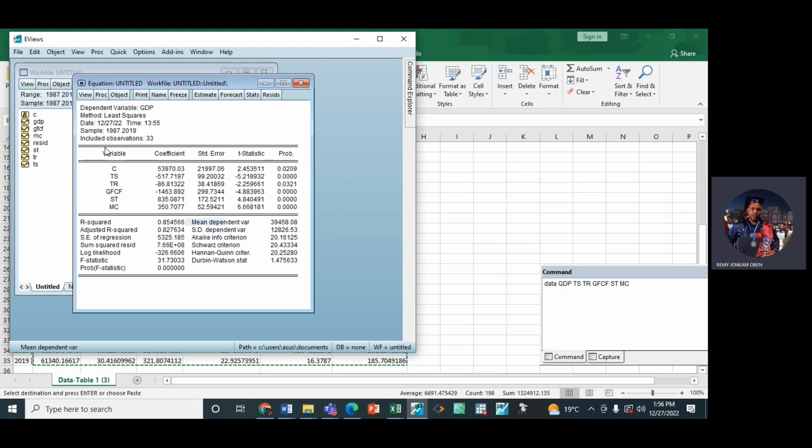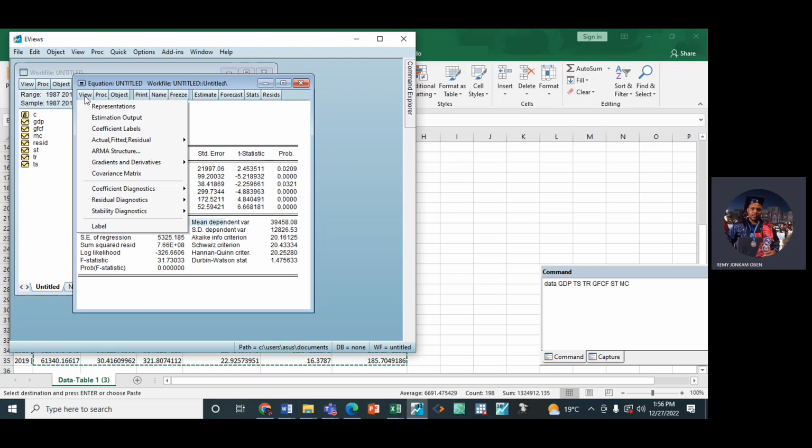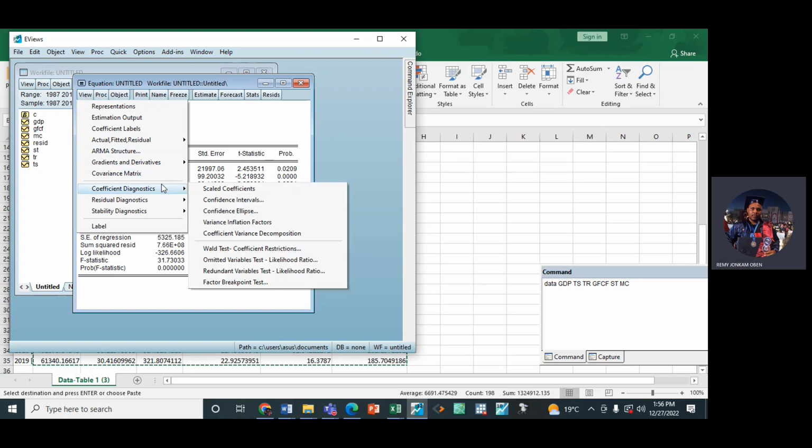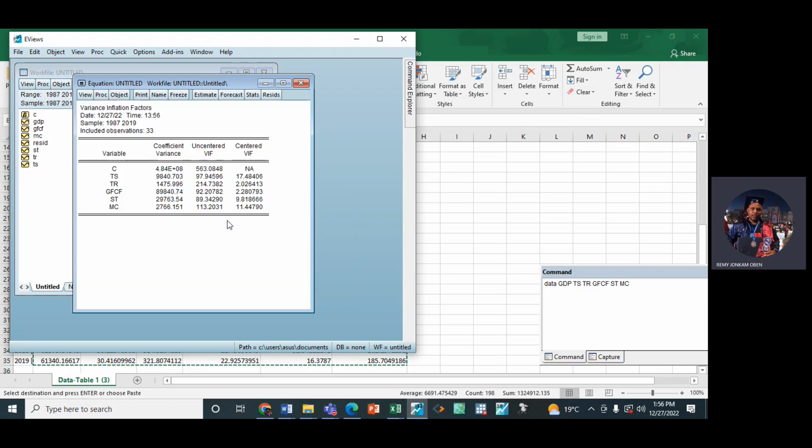So how can we check variance inflation factor? Come to View, Coefficient Diagnostics, Variance Inflation Factors. Have you seen? And you take enter. Now, with the variance inflation factor, at times you can get conflicting results. If you see this, guys, focus on the centered VIF, centered variance inflation factor. Don't bother about this uncentered variance inflation factor.